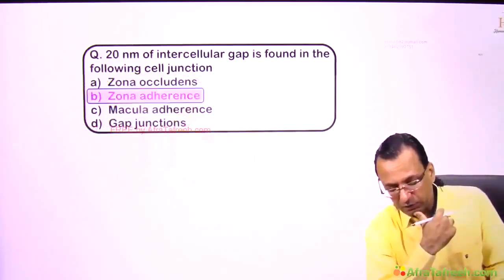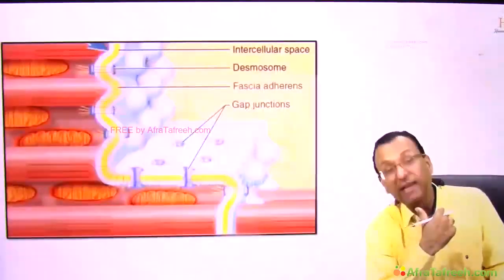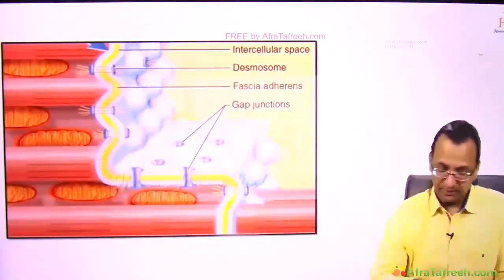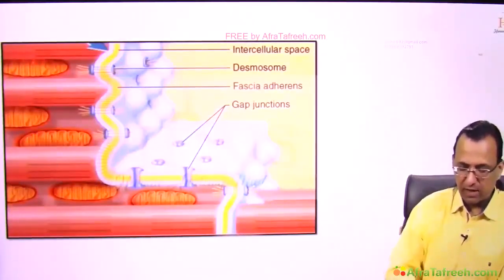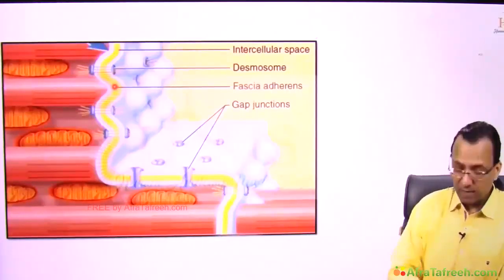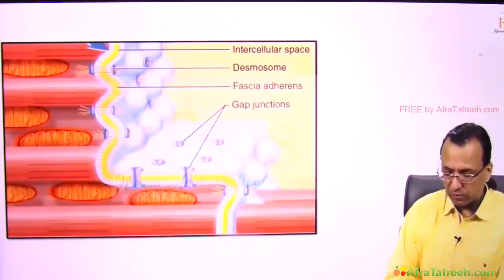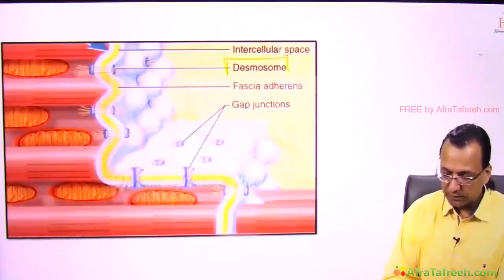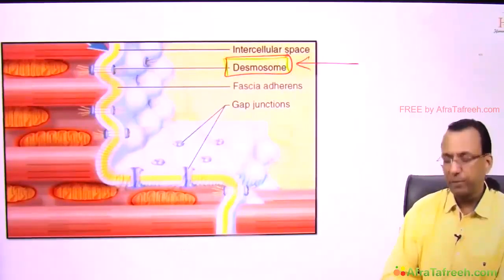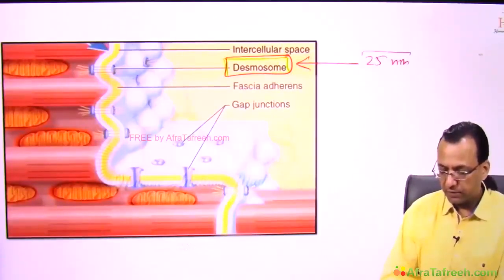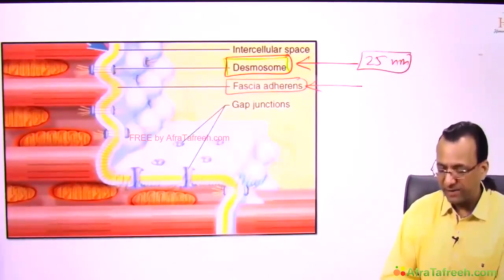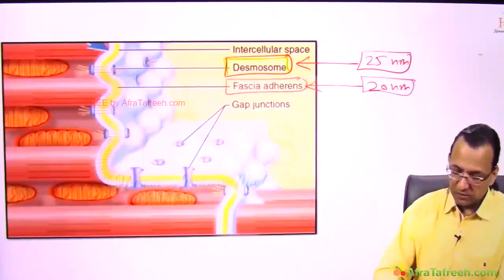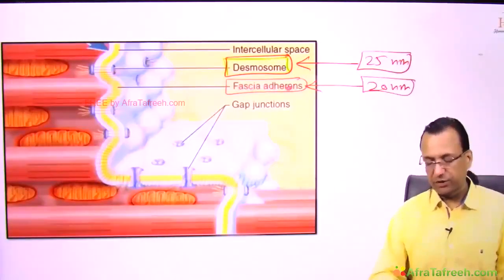As you are moving further, you will find this is one diagram talking about the cell junctions. And this is the intercellular space. There is one cell here, the other cell is here, and this is some intercellular space, bounded by some cell junctions. It could be a desmosome. What is the gap? 25 nanometer. Or it could be the zona adherens, which is also called fascia adherens, 20 nanometer.